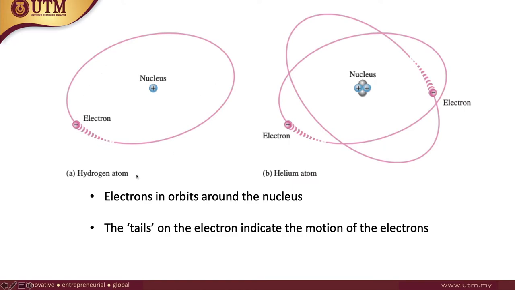If you look at this image here, there are tails behind the electrons. What do the tails symbolize? The tails on the electron indicate the motion, the movement of the electron. So it indicates that this electron is actually moving in its orbit. There are no tails on the nucleus and protons, so it means the nucleus and protons are not moving. Only electrons are moving. The direction is based on the orbits, just like our planets.